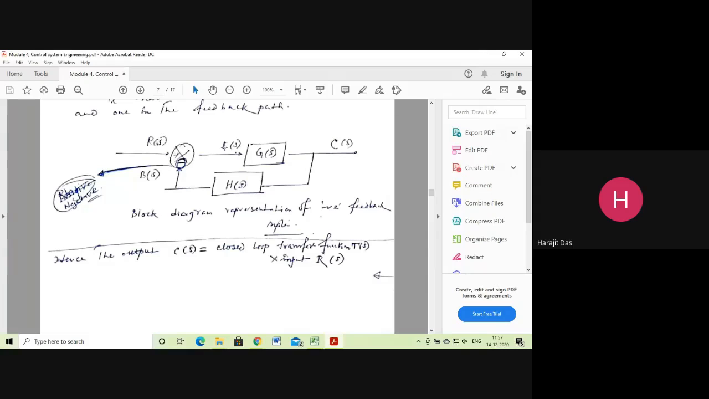This R of S is the input signal, E of S is the error signal, C of S is the output signal, G of S is the overall forward path gain. H of S is the overall backward path gain or feedback path loop gain. So these are not the signals, these are gains. And here these are the signals.